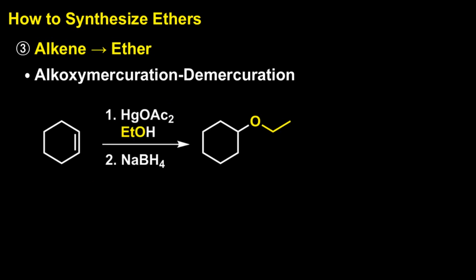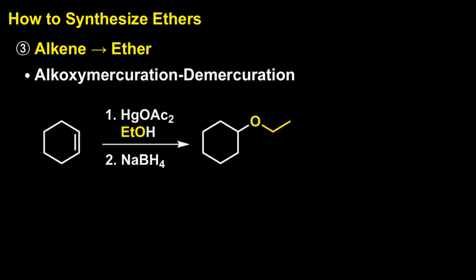Now let's take a look at how we can make ethers starting from alkenes. One really useful method for this is called alkoxymercuration-demercuration. Here's how it goes. We start with an alkene, like cyclohexene, and react it with mercuric acetate, using an alcohol as the solvent. In this example, we're using ethanol. The double bond reacts with the mercury reagent and forms a cyclic intermediate. Then ethanol, acting as a nucleophile, adds to the more substituted carbon, just like you'd expect from Markovnikov's rule.